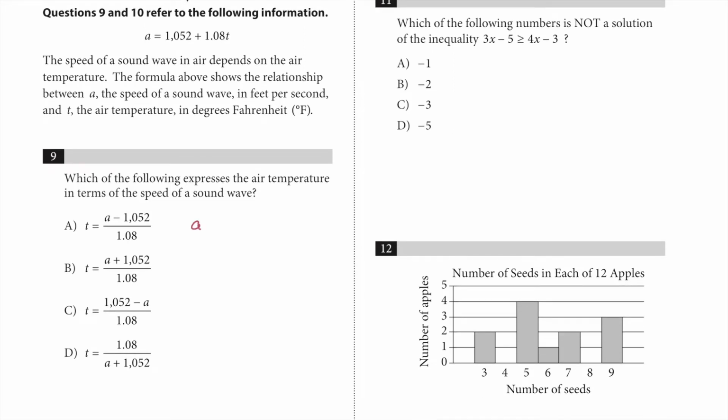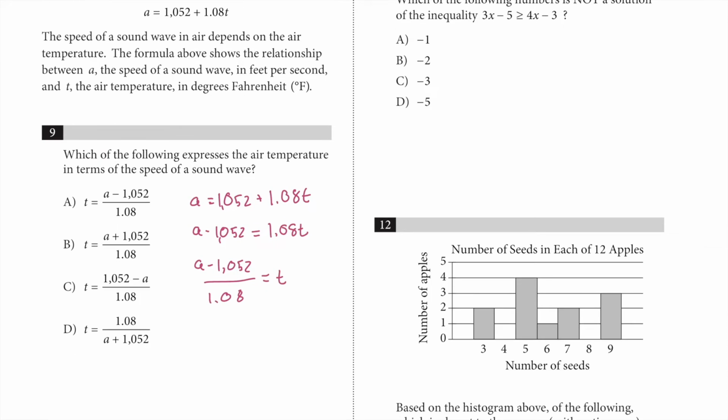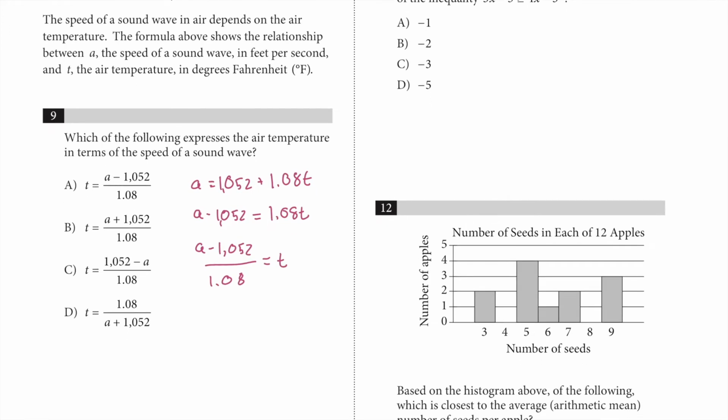And so we want to take our original equation, which is A equals 1052 plus 1.08t, and we want to get t by itself instead of A. So our first step is subtracting 1052 from both sides, and then dividing by 1.08. And we want to see which answer on the left equals the answer we got here. And that's going to be A. So our answer is A.